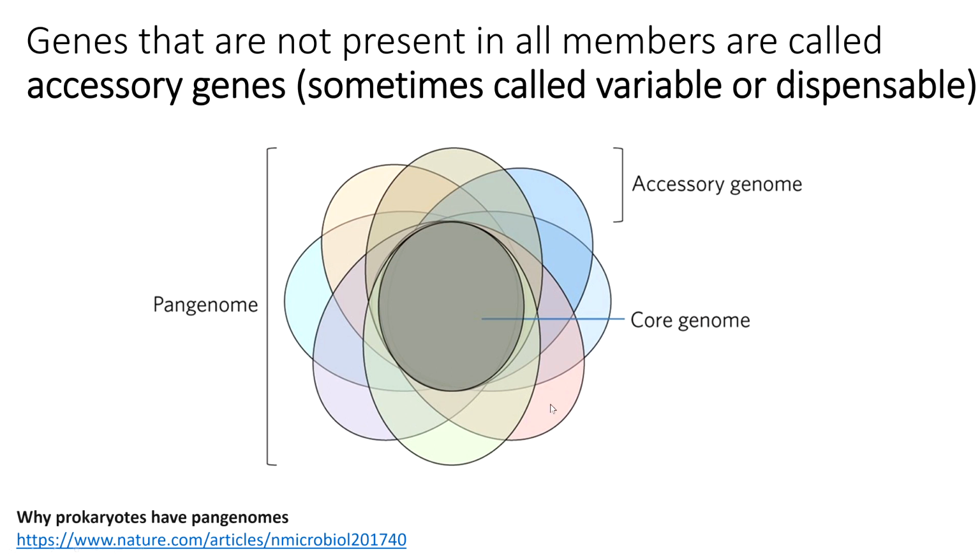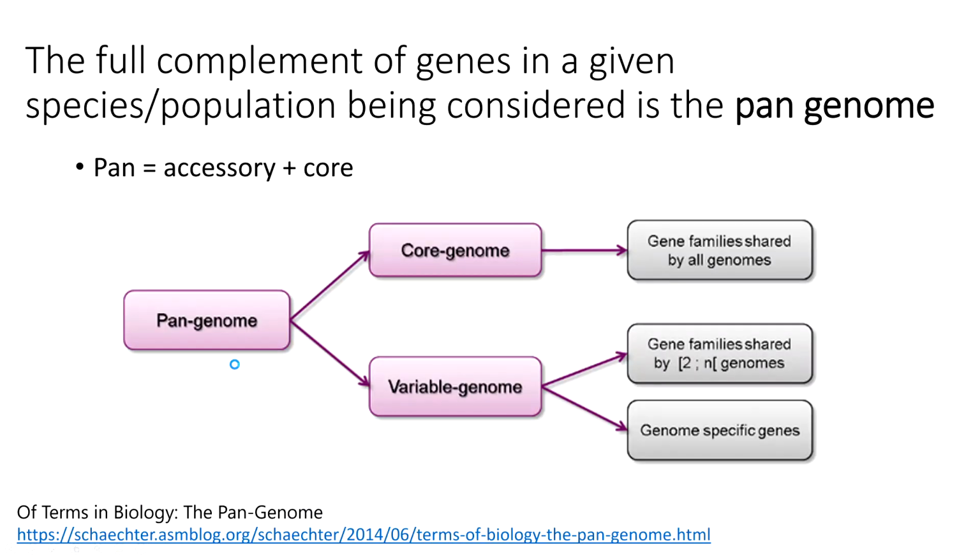You can see in these Venn diagrams, you have the core genome, which is shared by all members. You have the accessory genome, which is shared by maybe some, maybe only an individual member. It kind of depends. And these things taken together make up the pangenome. That's the full complement of genes in a given species or population. So it's the accessory plus the core genome. This means basically all of the things that could possibly be in members of that species or population.